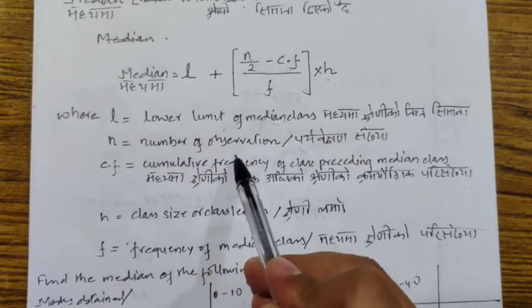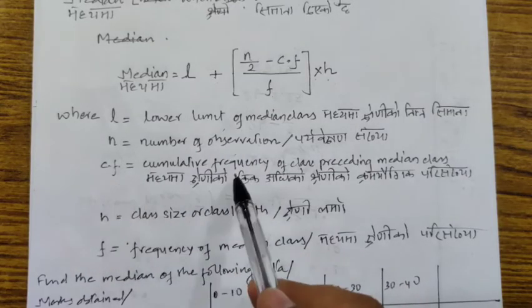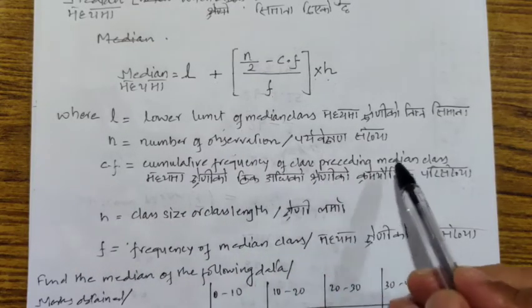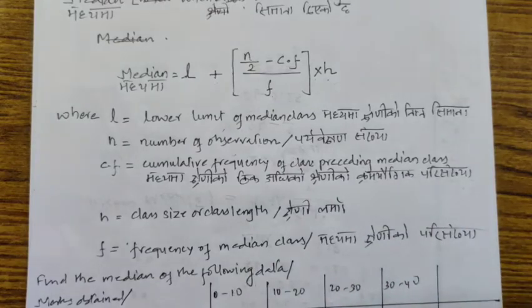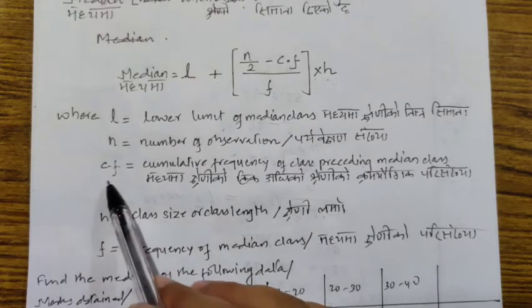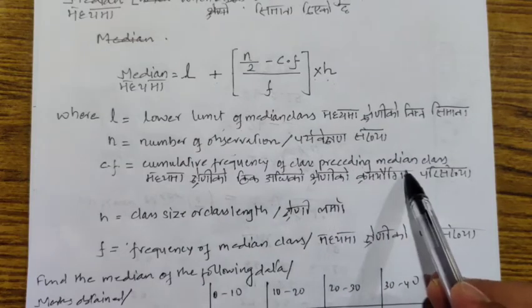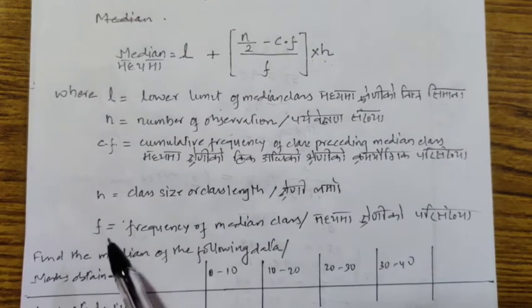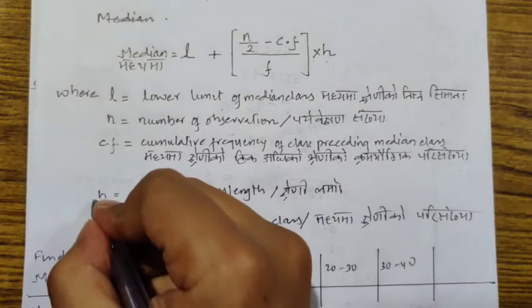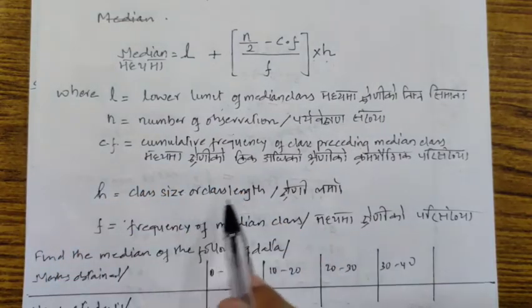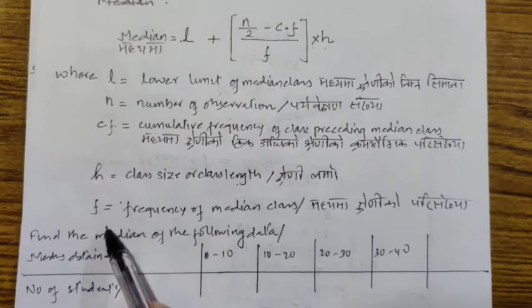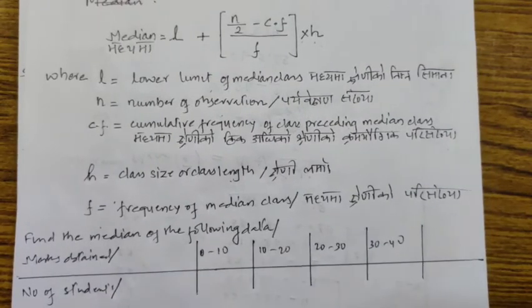N, number of observations, again we all know that. Okay, CF is the cumulative frequency of the class preceding the median class. Preceding means before the median class. Succeeding means after. So remember, CF is the cumulative frequency of the class preceding the median class. That means before the median class. Okay, H is your class size. Let me write H properly. H is the class size or class length. And F is the frequency of the median class.